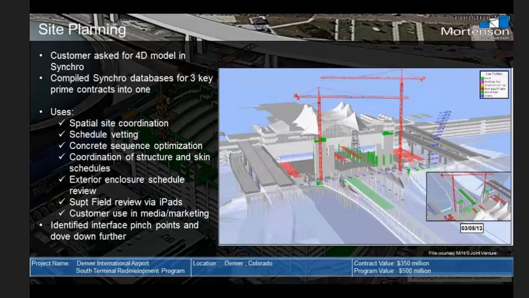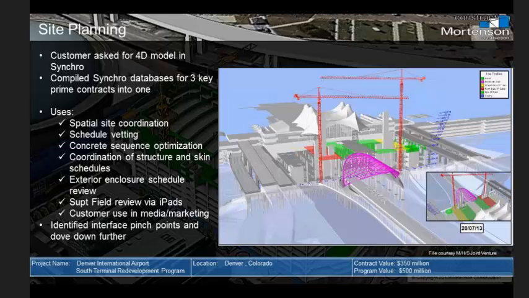So what we've done is compiled all those together for the customer, and we're using this for a lot of different uses. You can see we've broken every single concrete pour up in here, so we're using that to plan our self-performed concrete work. We're vetting our schedule between all of these different contracts and how they mesh together. Obviously, this is a major challenge. It's very difficult to understand on paper, and so this is an obvious solution for 4D. And it's really helping us identify pinch points.